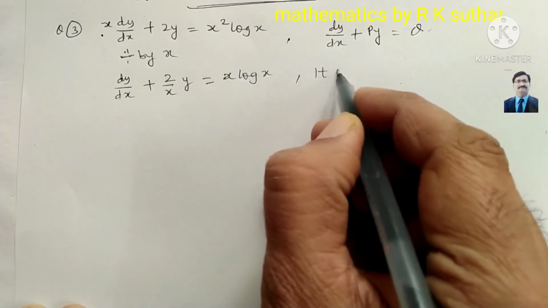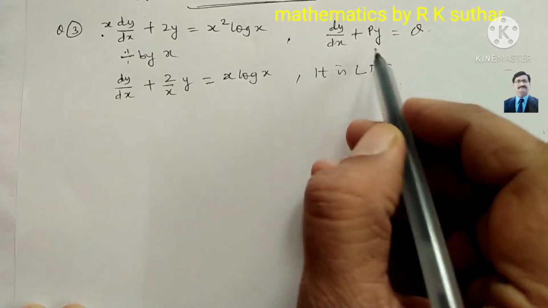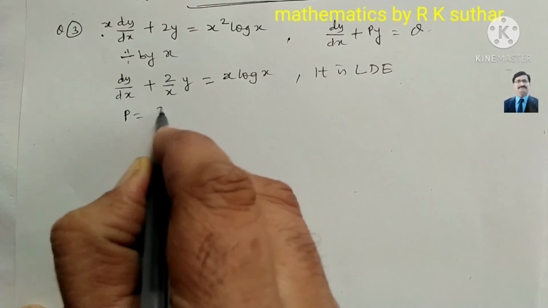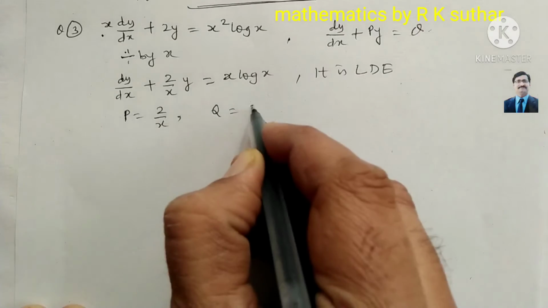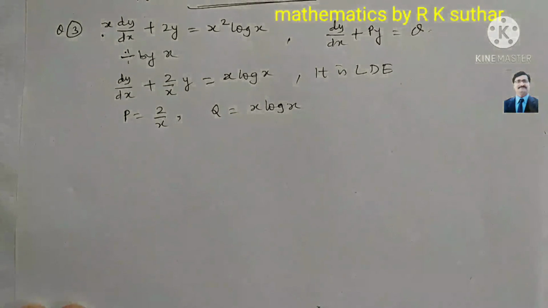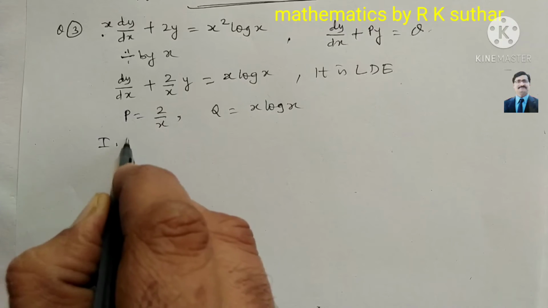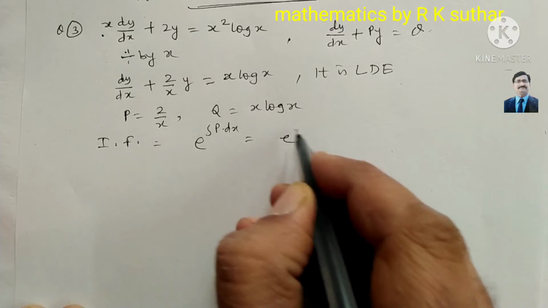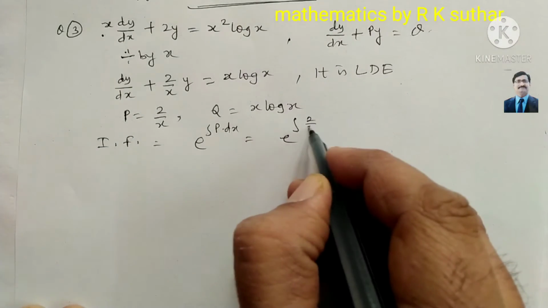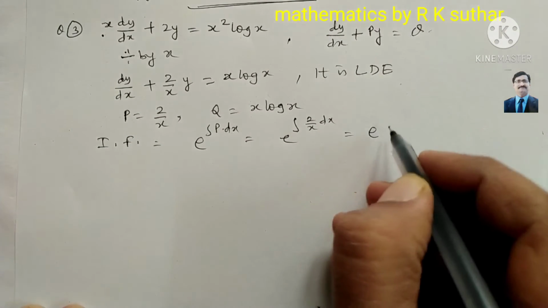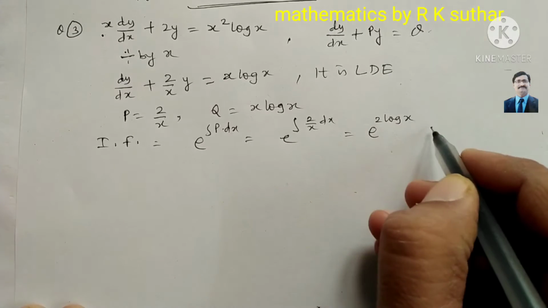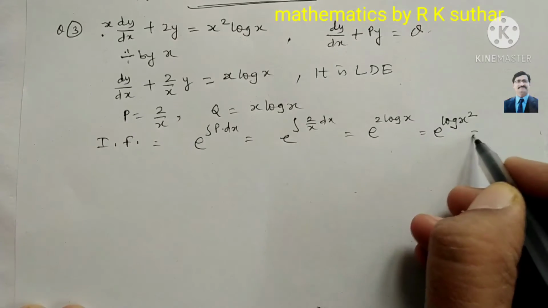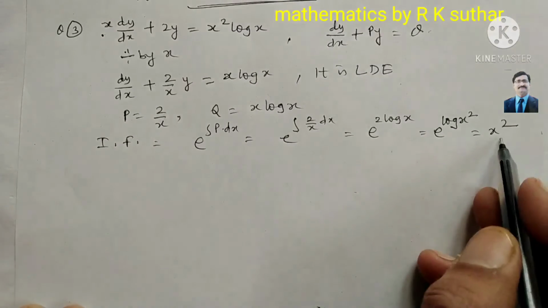Now it is a linear differential equation, and here we compare: P equals 2 upon x, and Q equals x log x. Now we first find the integrating factor. Integrating factor is e power integral of P dx, and e power integral of 2 upon x dx. Integral of 2 upon x we can write as 2 log x, so we get e power log x square, and this is x square. So the integrating factor we get is x square.